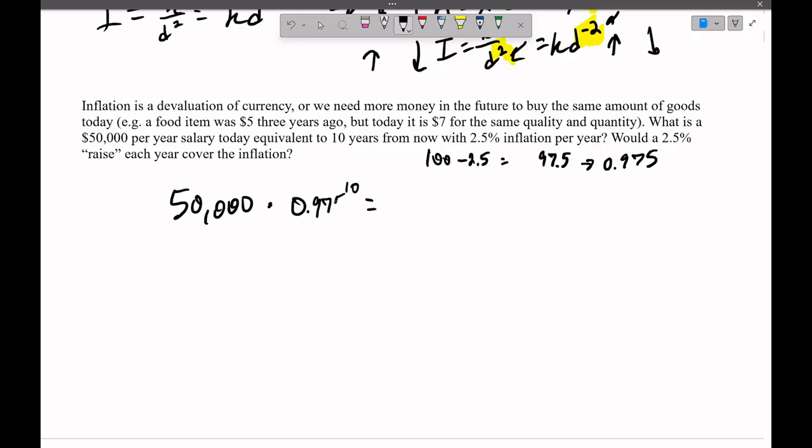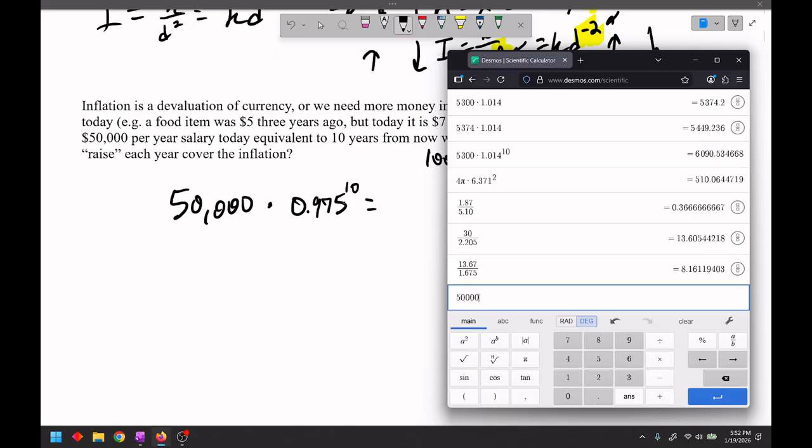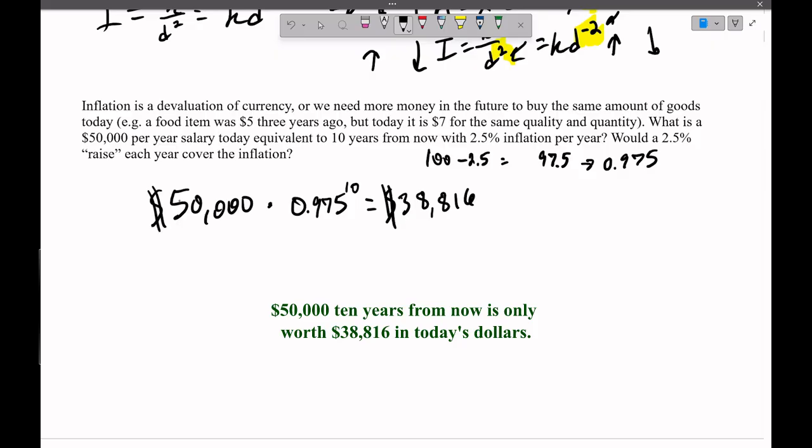Okay, so 50,000 times 0.975 to the power of 10. Let's see, 38,816. I'm just going to do the whole numbers there. So this is the amount that it's worth if everything were to stay the same. All the dollar amounts of items and everything, if they all stay the same but your dollar amount got inflated, it's effectively this amount today, if that makes sense.